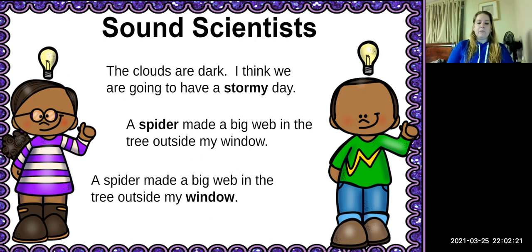Window. How many syllables are in window? How many did you get? I got 2. Did you get 2? Okay, good job. There are 2. What is the first syllable? Win. What's the second syllable? Dow. Very good. What is the vowel sound in the first syllable? The I. Good. What's the vowel sound in the second syllable? The O. Yes, good job.